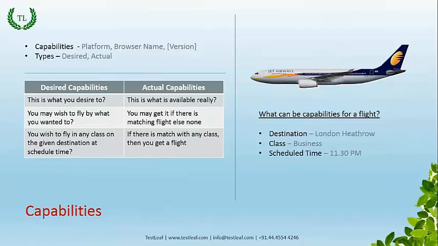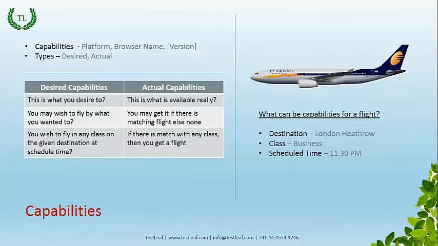And we have two types of capabilities, right? Let's take a flight. You go to any airport at 9 o'clock and you want to, let's say, fly to London, right? From Bangalore you want to fly to London Heathrow. And somebody asks you, okay sir, you are planning to travel. How do you want to travel?